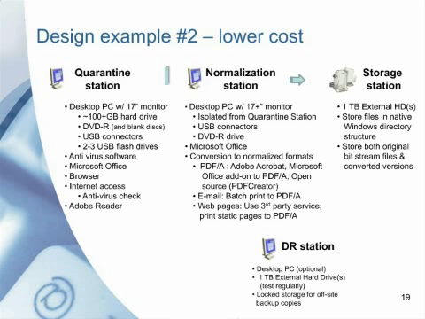The disaster recovery station would be a standard PC using the same external hard drive used on the storage station. Either a tape backup unit or a third external drive could be used to transfer files from the storage station to the disaster recovery station.